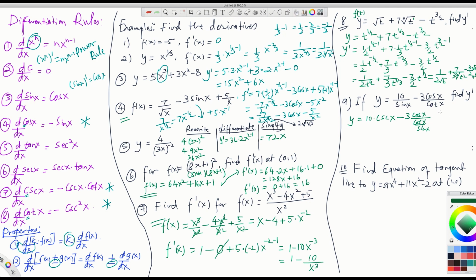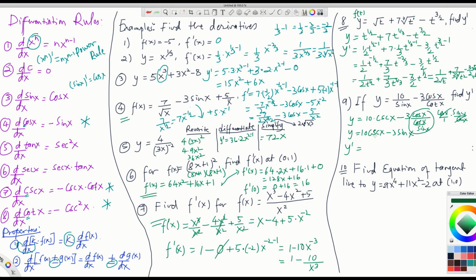So just this term, okay? If I simplify that term, you will write cosine of x over 1 times sine x over cosine of x. And cosine x will cancel out. So basically, this is 3 sine x, okay? So y equals 10 cosecant x minus 3 sine x. Okay, now find the y prime.